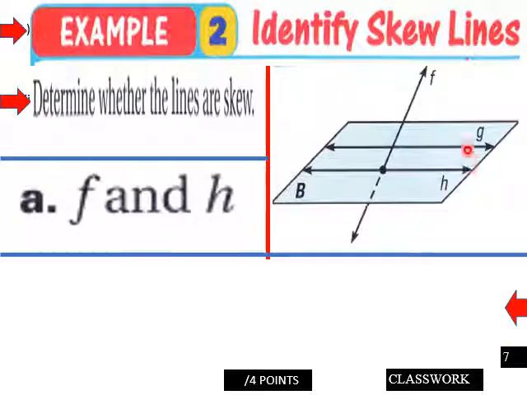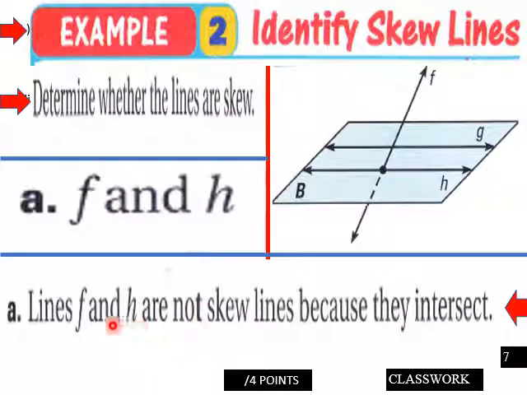Find F and H, so we have F here and then H is here. Determine whether the lines are skew, F and H. Lines F and H are not skew lines because they intersect. So if the two lines intersect, then they're not skew. They have a common point right here.